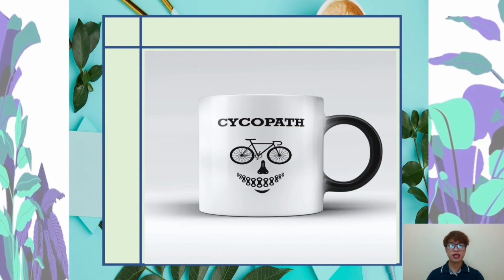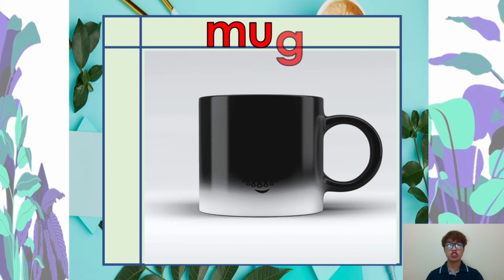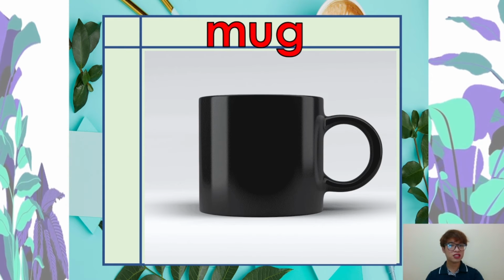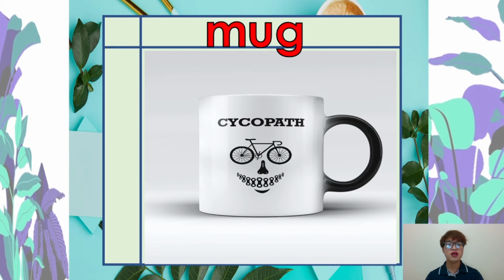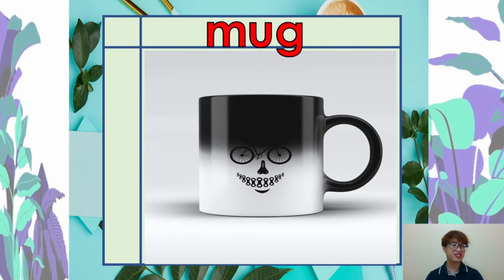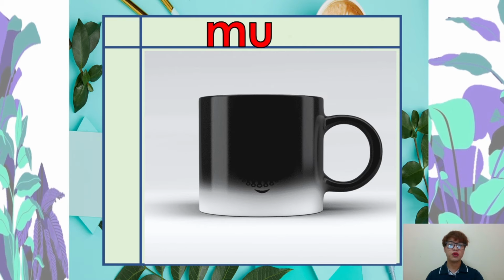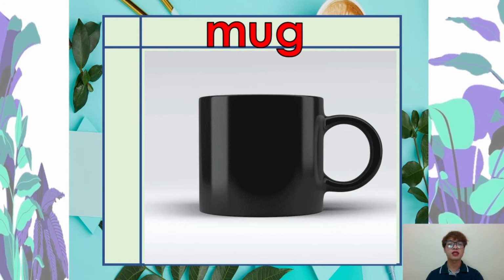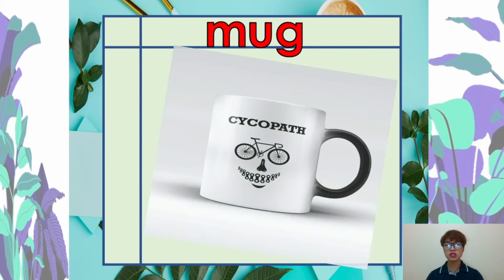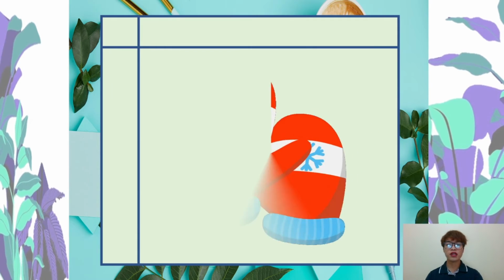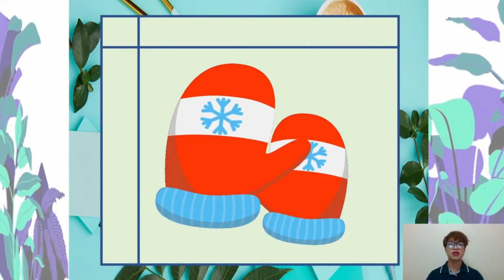Now we have mug. Mug. Again, please. Mug. M-U-G. What is it? It's a mug. Again, let's spell it again. M-U-G. Mug. Very good.